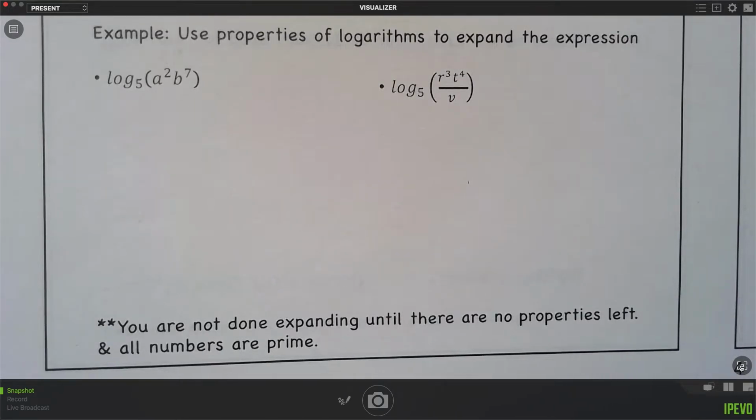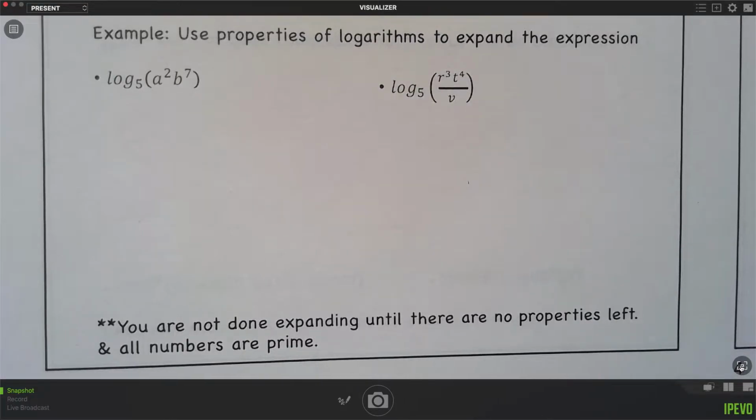So the first example we have is log base 5 of a squared plus b to the 7th. Well, they're exponents, so they're obviously prime. I mean, they're variables. Let me see if I can make that bigger for you. That was easier to read, wasn't it? How's it look in the back?